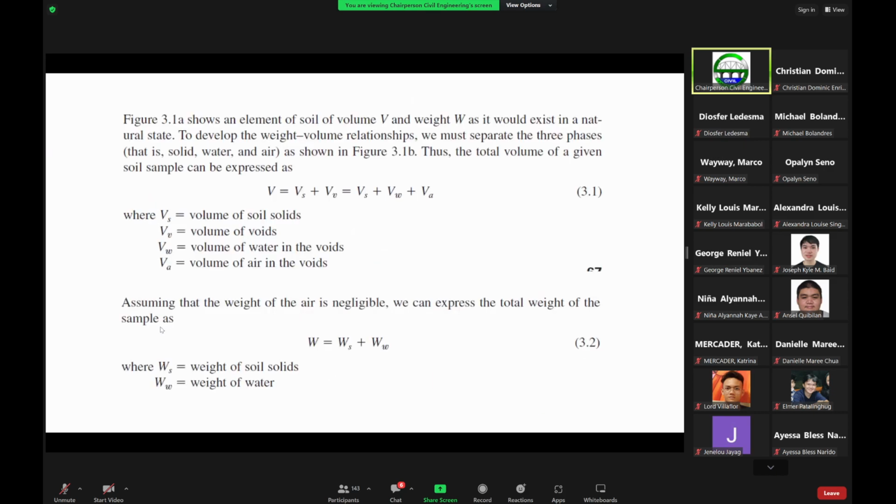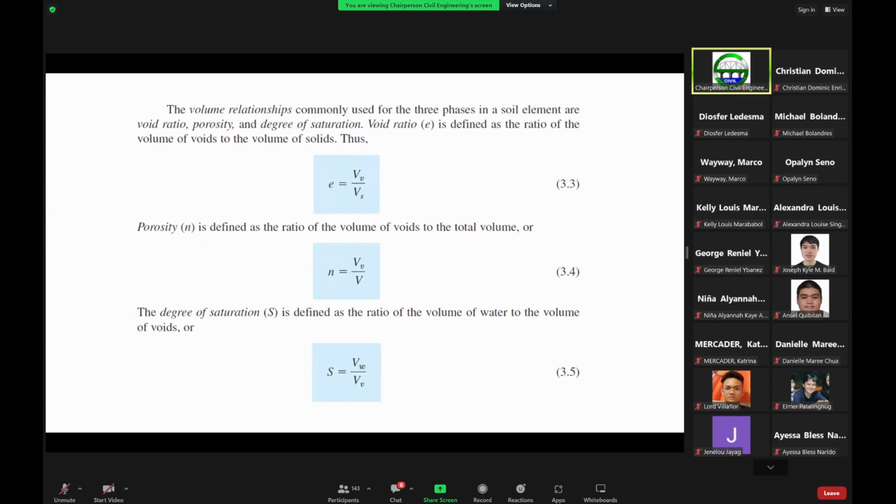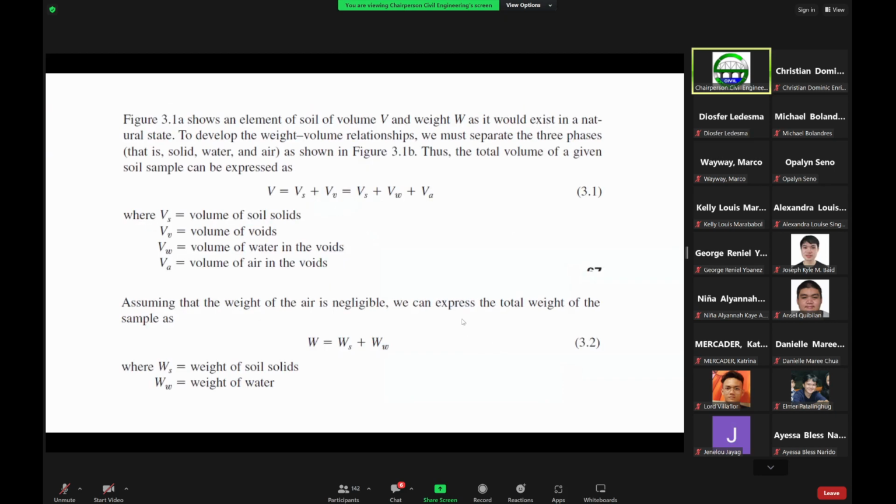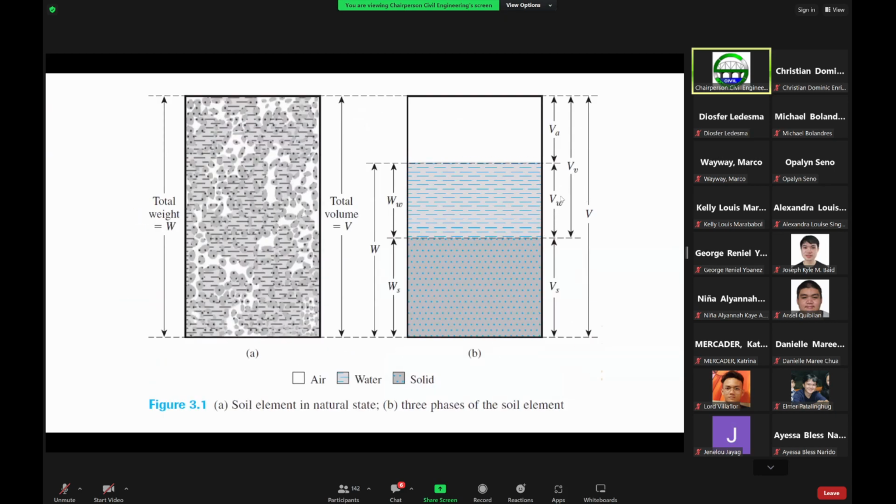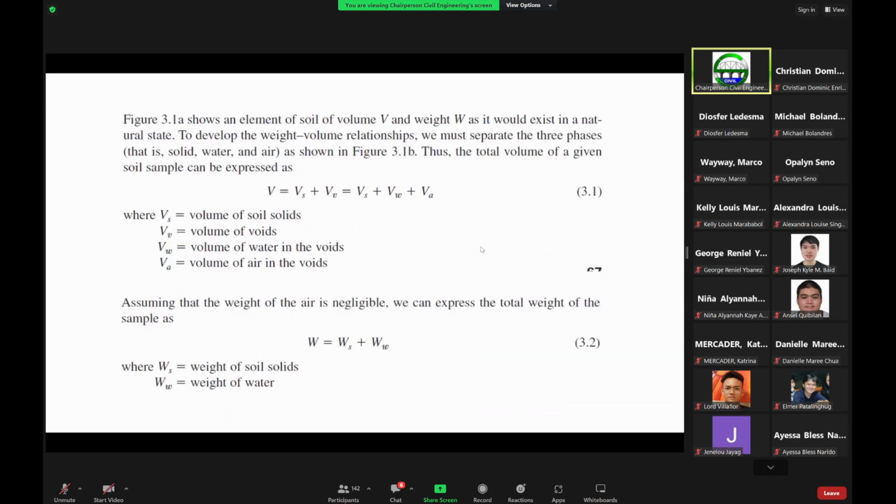Then the last one is the degree of saturation, which is symbolized by the capital letter S. The degree of saturation is defined as the ratio of the volume of water to the volume of voids. If we go back to the figure, the volume of water divided by the volume of voids is what you call the degree of saturation, symbolized by the capital S.